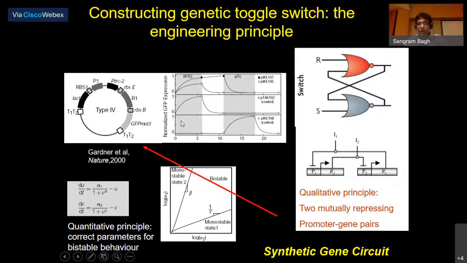Exactly, if you want to develop this kind of memory system, how are you going to develop that? And that is the starting point of synthetic biology. What people developed in 2000, in a Nature paper by Jim Collins' group, is something called a genetic toggle switch, which is basically nothing but a simple memory device. So now, when you talk about a switch, it is the simplest memory device.